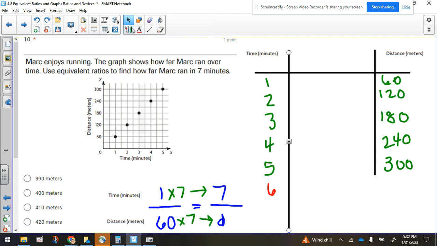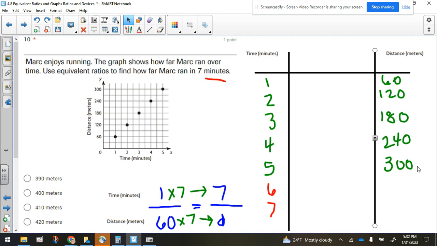Now we need to keep going until we get to 7 minutes, right? Because these are minutes, 1, 2, 3. So we have to keep going until we get to 7. And if we keep going on the other side, these are all multiples of 60. So we could keep our multiples by adding 60 each time.